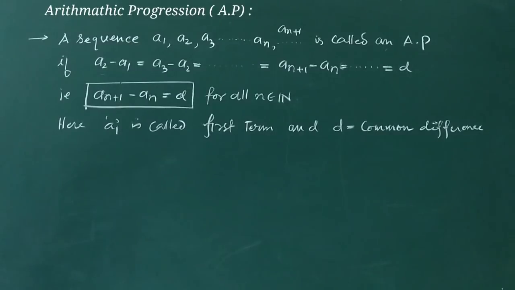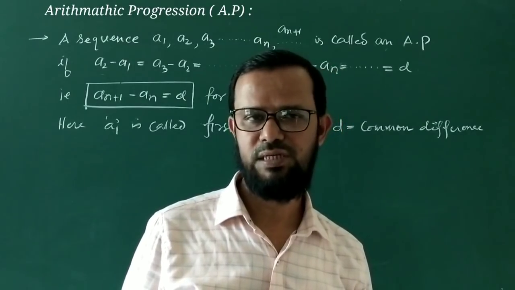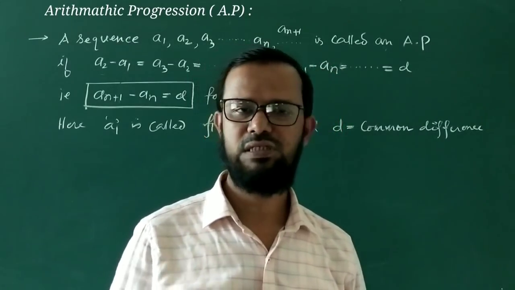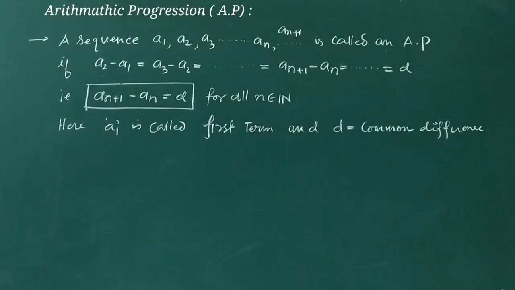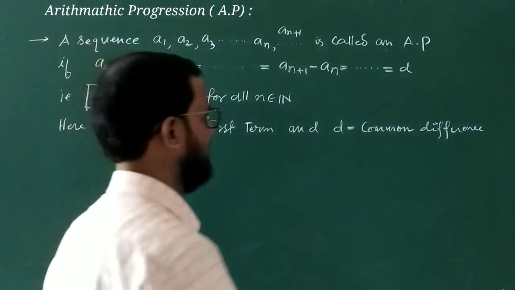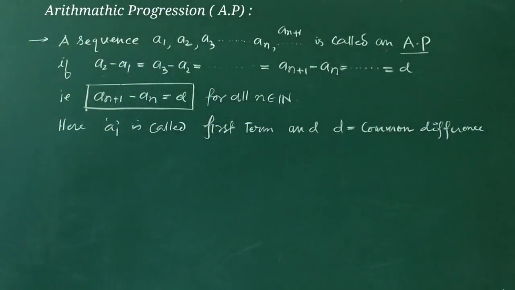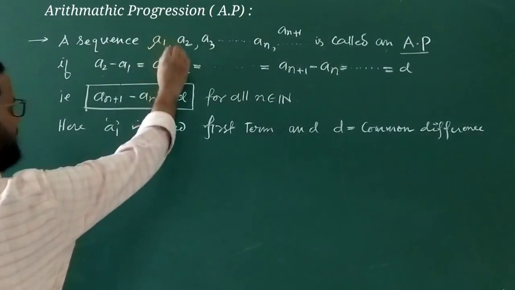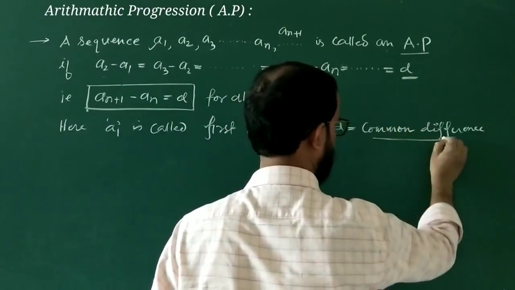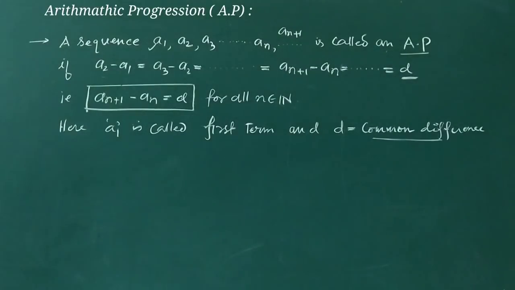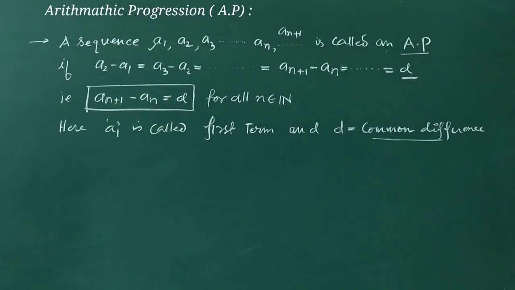This progression is called what? Arithmetic progression. When the difference between two consecutive terms is always the same, such a sequence is called a progression, and this progression is called arithmetic progression. In short it is written as AP. AP means arithmetic progression. Here a1 is called the first term, and d is called the common difference. Understood?